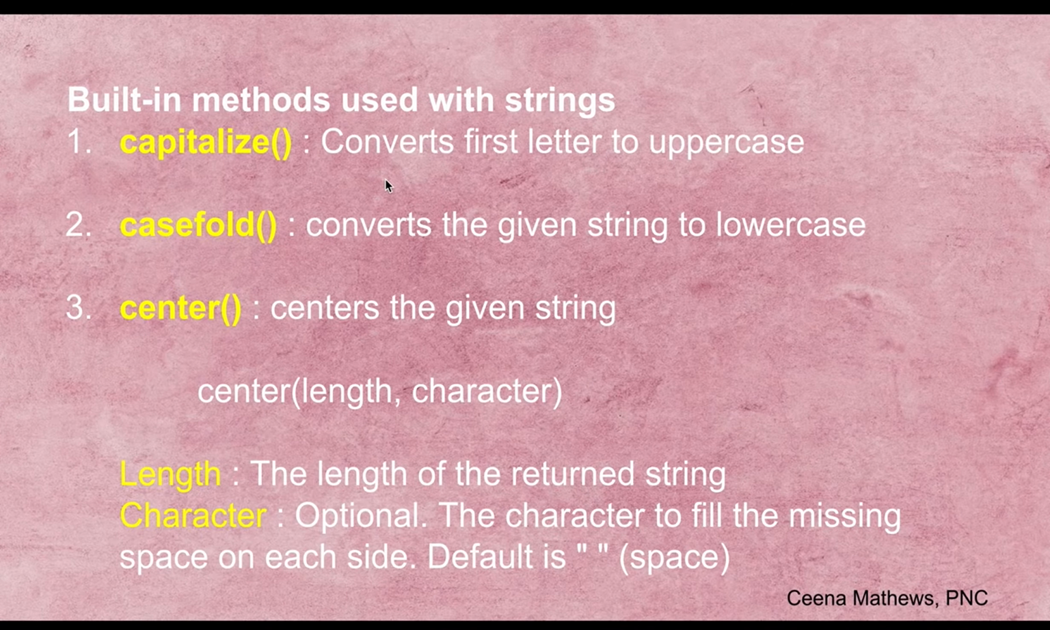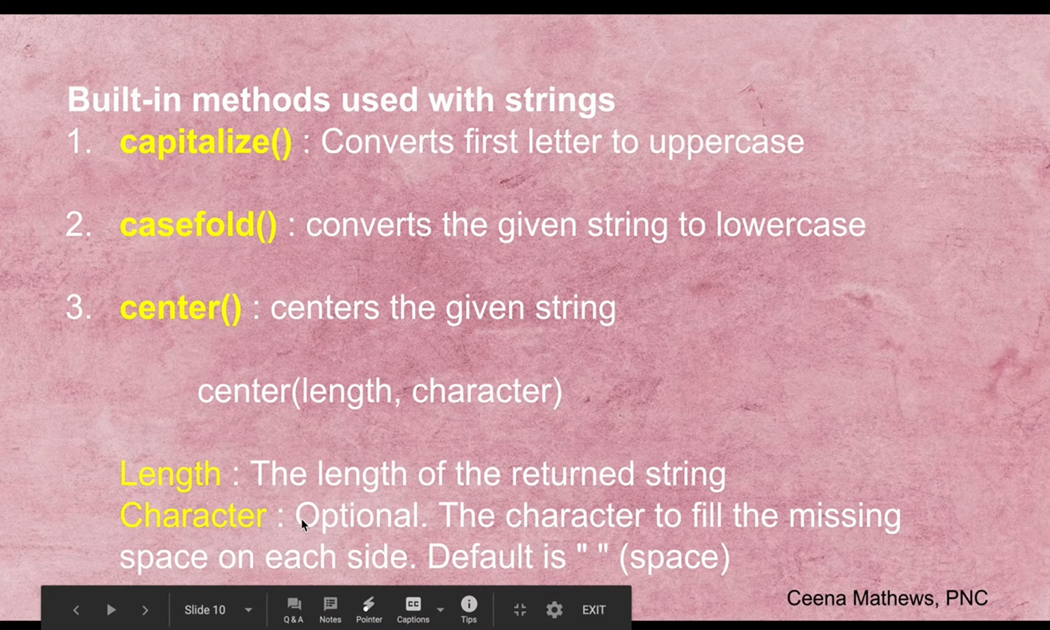Next, we'll see about the built-in methods that are used with strings. The first one is capitalize, which converts first letter to uppercase. The example we'll see in the next slide. Next is casefold, which converts the given string to lowercase. Center is to center the given string, and here you can have two parameters, length and character. Length here specifies the length of the returned string, and character is optional. This is the character to fill the missing space on each side. By default it is space.